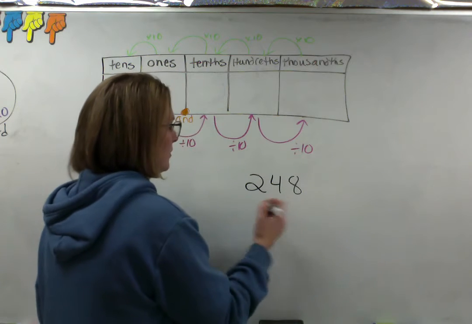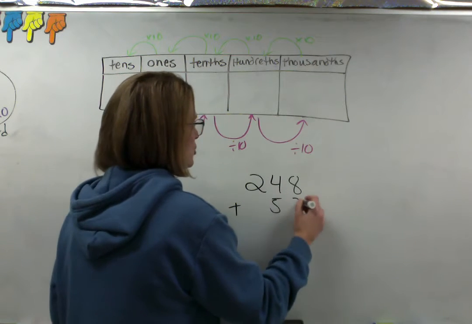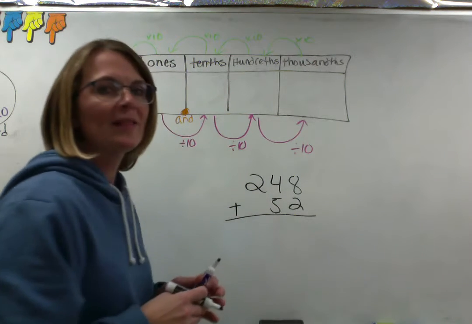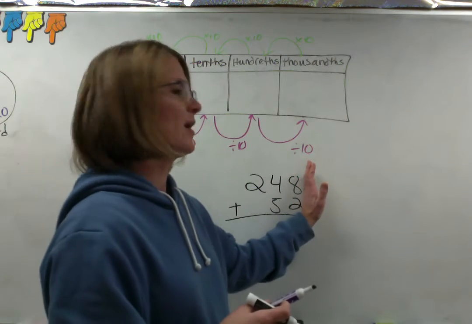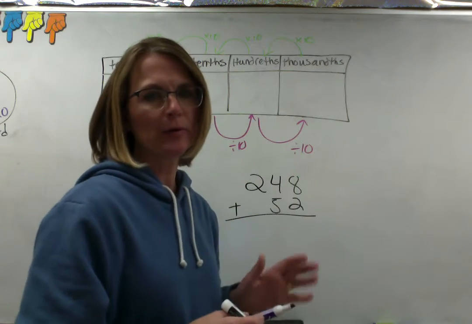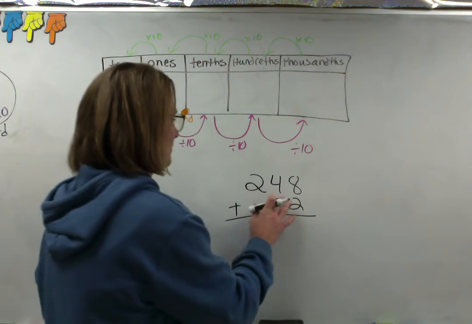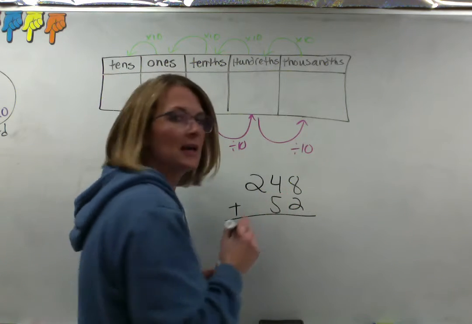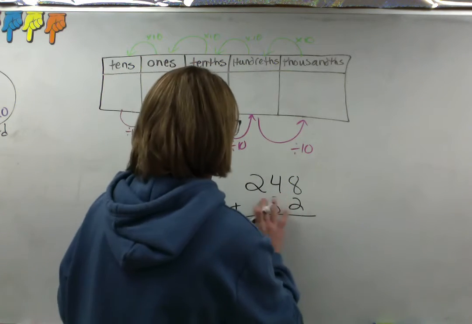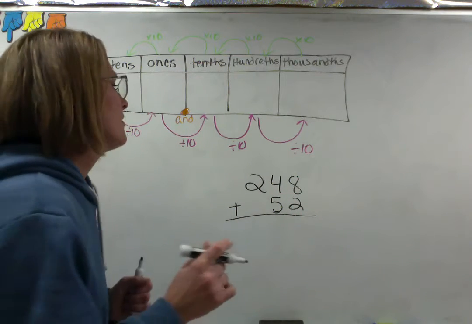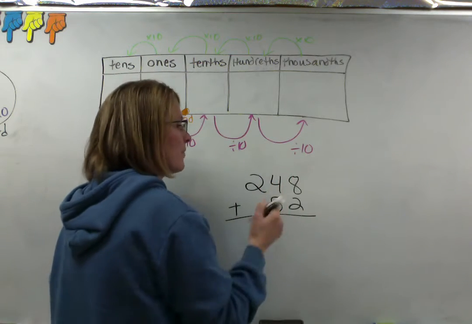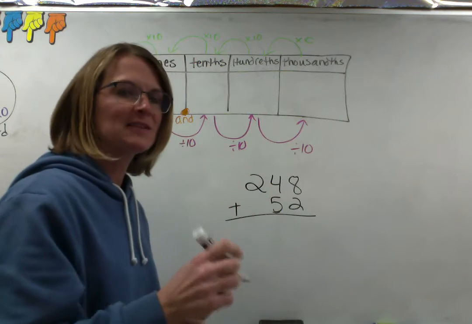248 plus 52. Now, when we line them up this way, we line them up for a reason. It's not because we want the ends to line up. That's not really what we're doing. What we're really doing, and my 5 looks a little funny. Let me fix that. Okay, it still looks funny. Better? I think it's better. Okay. So what we're really doing is we're lining up our numbers by place value.